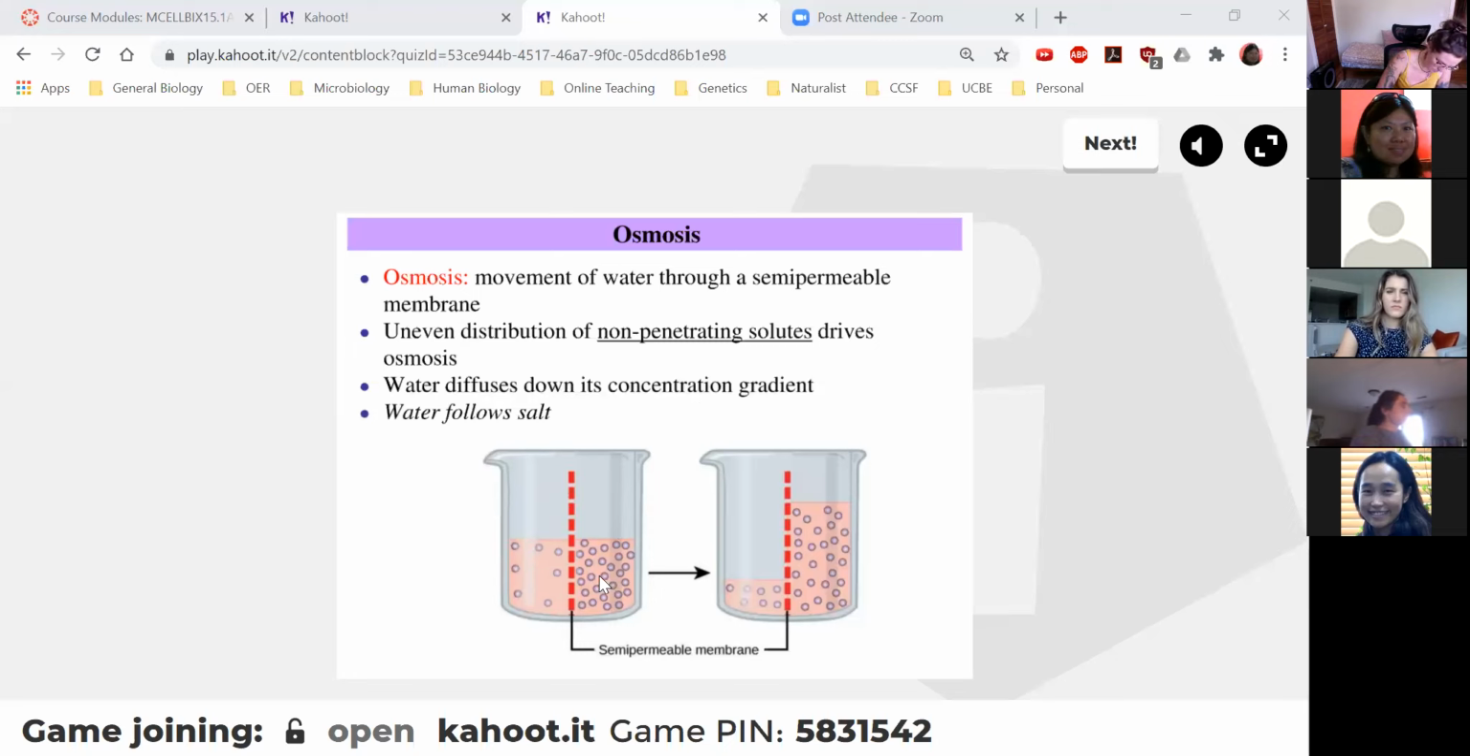To predict which direction water is moving, there is a saying: water follows salt. The salt here does not necessarily mean sodium chloride. It means any non-penetrating solute. So if you know that on the right side the solute concentration is higher, that's the direction water is going to move. Water is going to go from left to right to even out the concentration gradient. Okay.